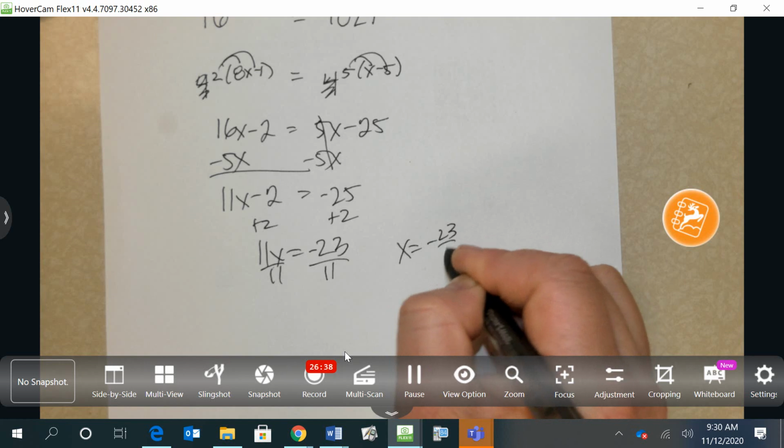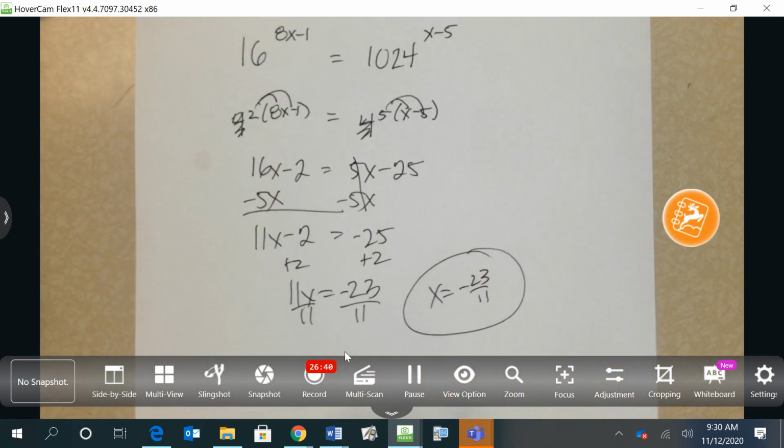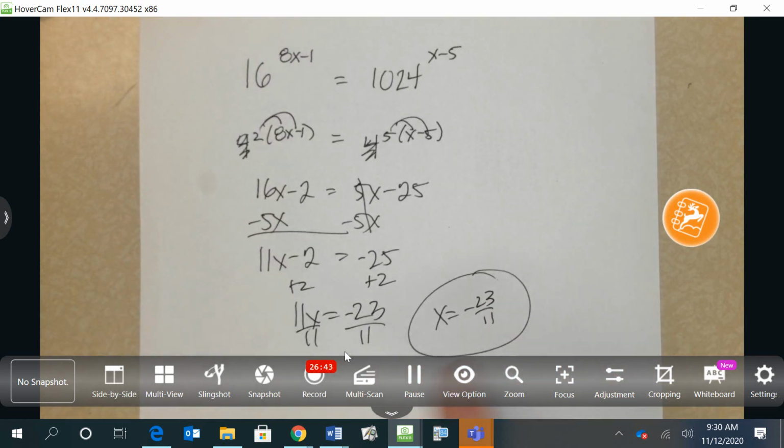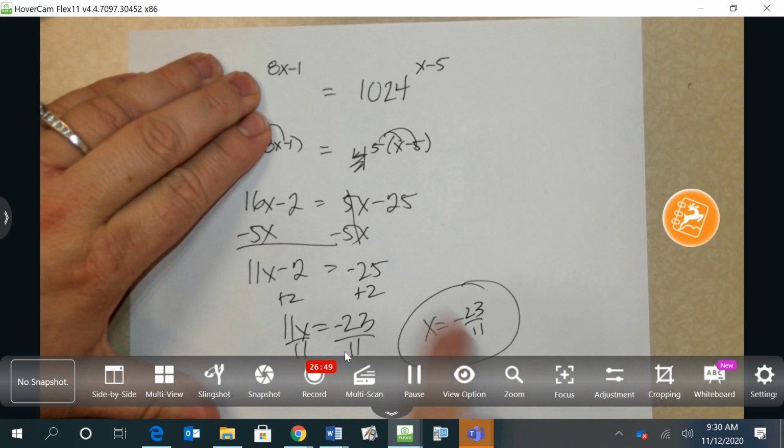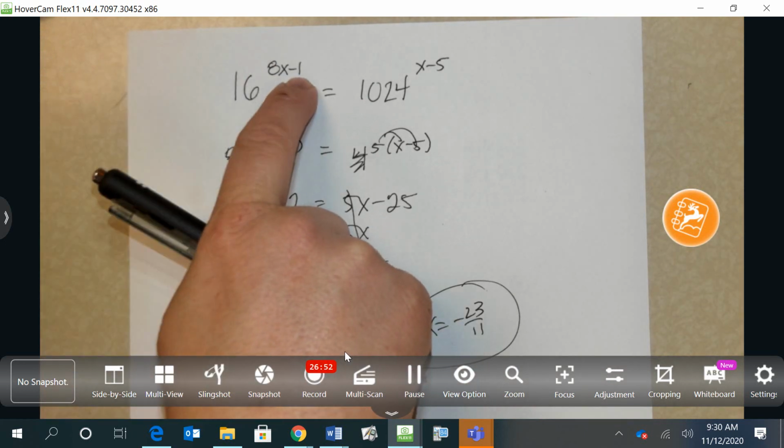Here's an example of an ugly answer. Now, is it correct? Let's check if this is really the answer. So I'm first going to plug this in right here. I'm going to forget about the 16. I'm going to plug this in and get an answer up here in the exponent position.